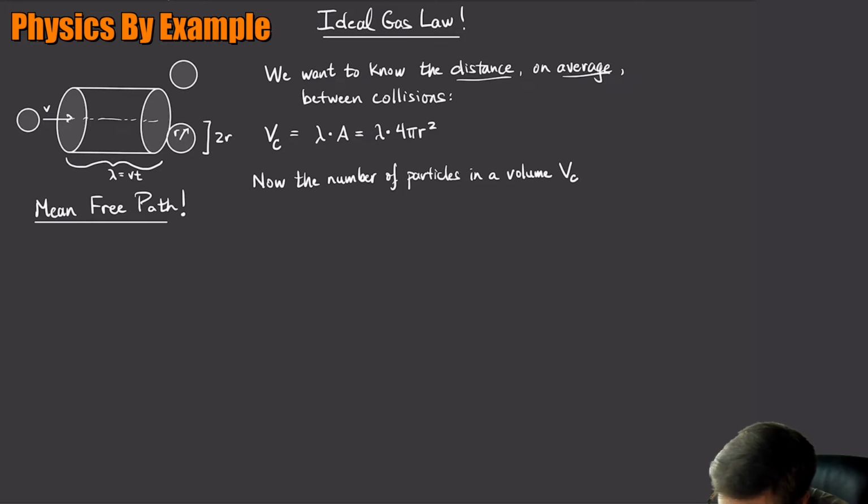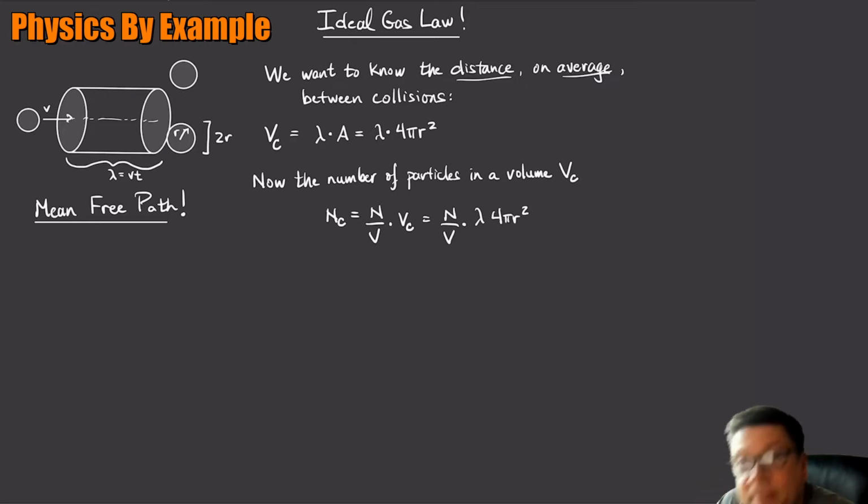There's going to be lots of n's, so what do I call it? Let's call it the number of particles in the cylinder. The number of particles in the cylinder is just the density of particles in the overall volume times the volume of that little cylinder, V sub c. So this is just N over V times lambda times 4 pi r squared, right?